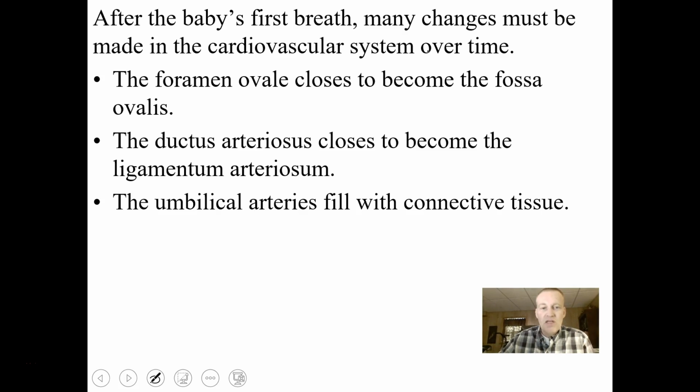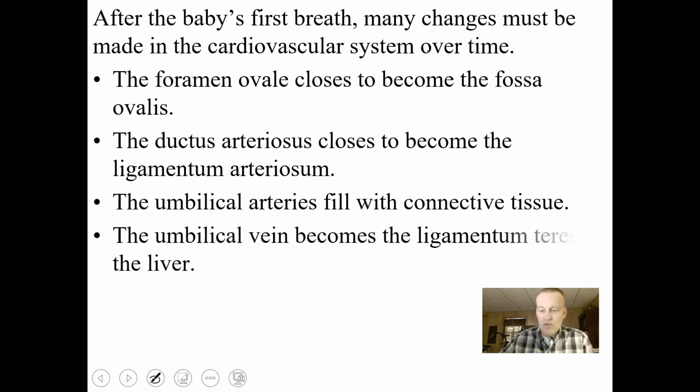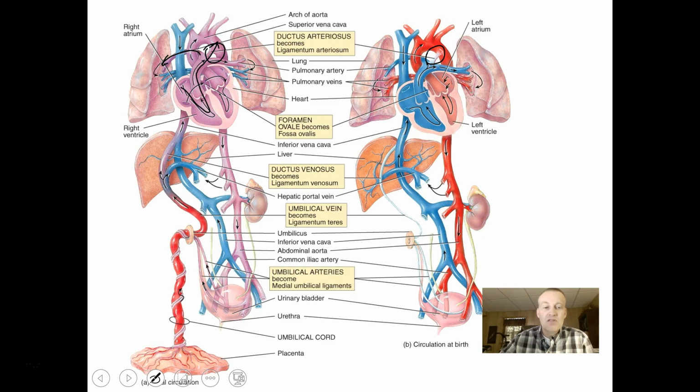So the umbilical arteries will fill with connective tissue. The umbilical veins will become the ligamentum teres of the liver. So here we can see the foramen ovale. That's the connecting between the right atrium and the left atrium. That becomes the fossa ovalis.